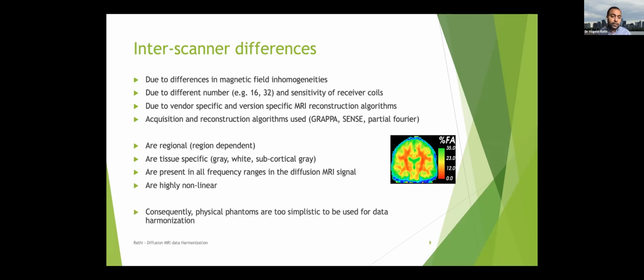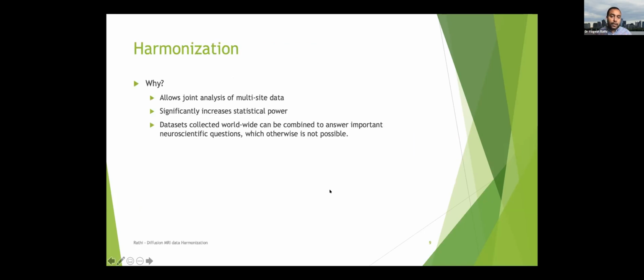So one cannot just take a physical phantom and say, oh, I'm going to scan the phantoms everywhere, and I'm going to just take that and use it for harmonization. You can't do it, because it's too simplistic. There's no clear way to take differences in phantoms. Let's say you find differences in diffusivity. How do you translate it to differences in this brain, for example, this image here? It's not possible. So I think here you're sold on why we need harmonization.